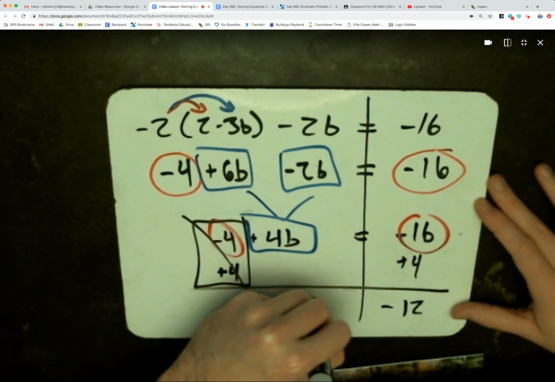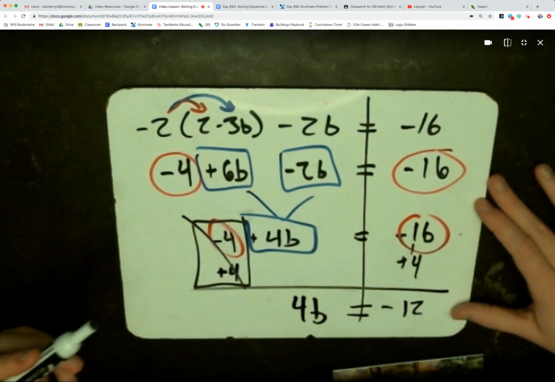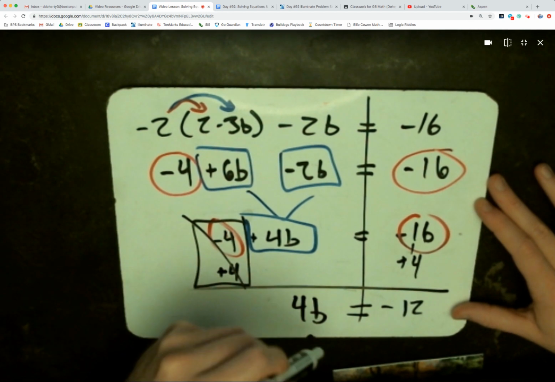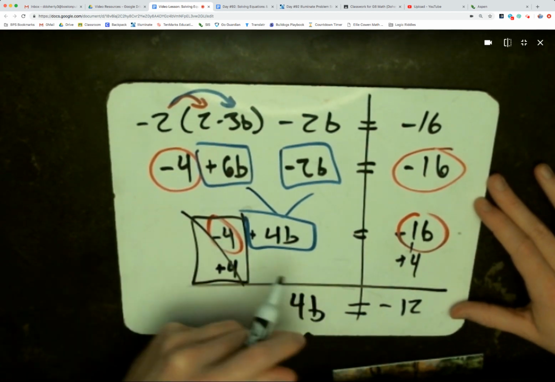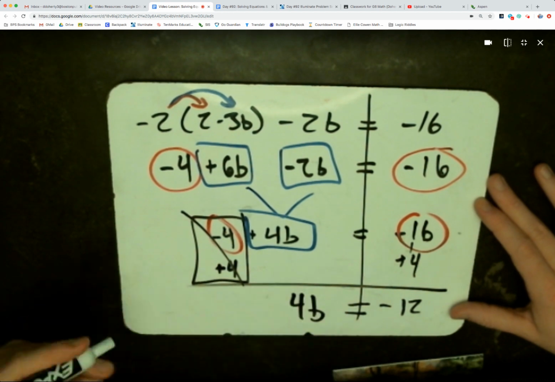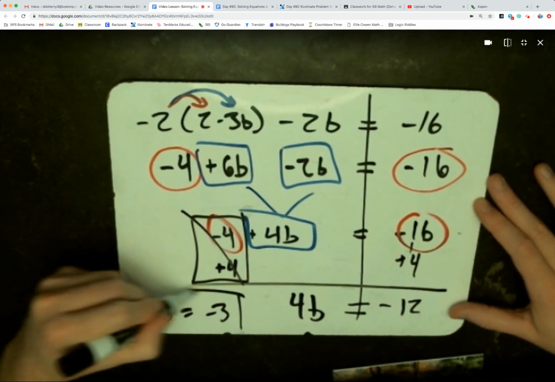A lot of methods to get there to -12. We don't have the time to go through them. Talk to me if you need help there. 4b is left over. 4b equals -12. What number times 4 is 12? That's 3. And I need a negative times a positive to get to a -12. So b is going to be equal to -3.